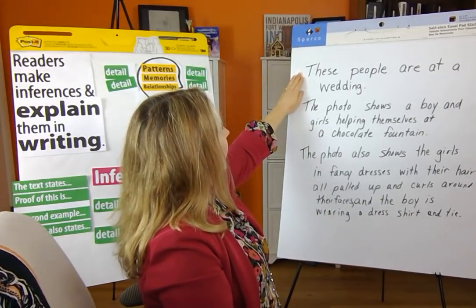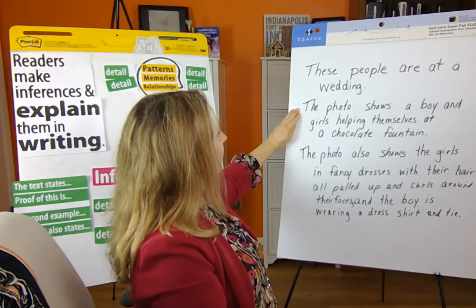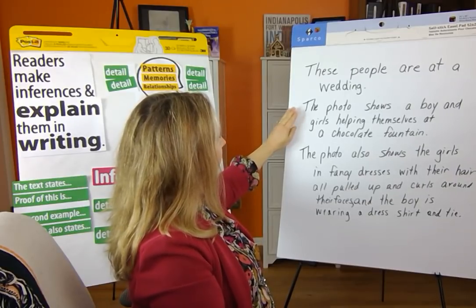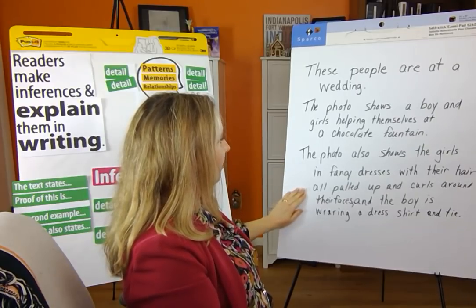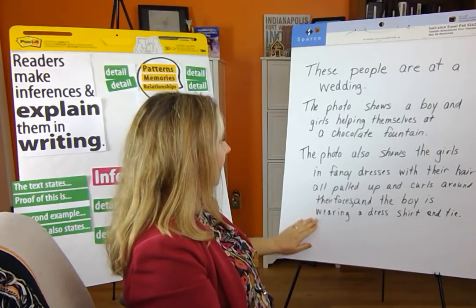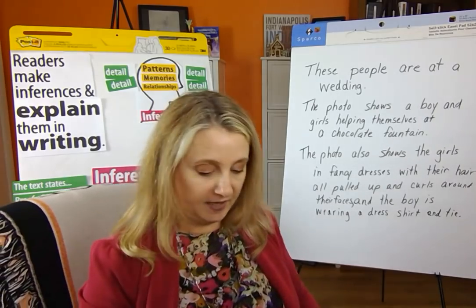These people are at a wedding. The photo shows a boy and girls helping themselves at a chocolate fountain. The photo also shows the girls in fancy dresses with their hair all pulled up and curls around their faces. And the boy is wearing a dress shirt and a tie.